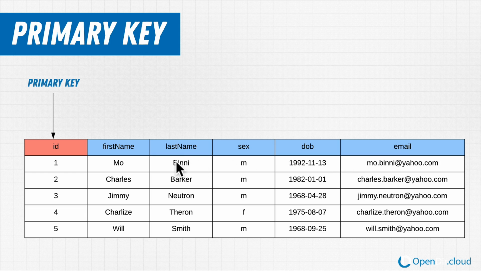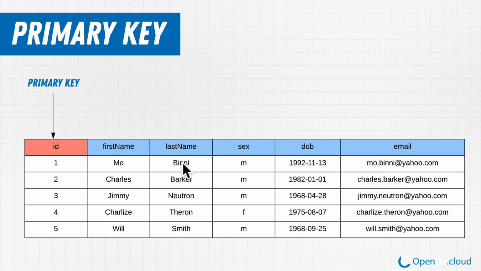And why is that important? Well, uniquely identifying each and every piece of data means that we can now know for certain the person with ID 1 is Mo Bini. Now it's great, I'm number 1. I'm not trying to say that.